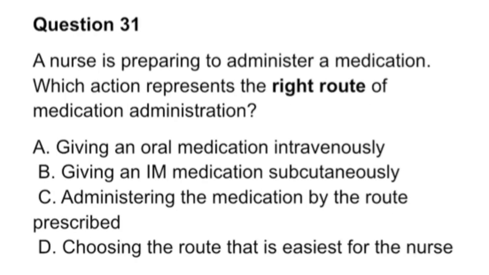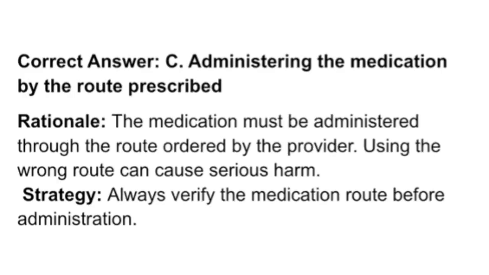Question 31. A nurse is preparing to administer a medication. Which action represents the right route of medication administration? A. Giving an oral medication intravenously. B. Giving an IM medication subcutaneously. C. Administering the medication by the route prescribed. D. Choosing the route that is easiest for the nurse. Correct answer: C. Administering the medication by the route prescribed.